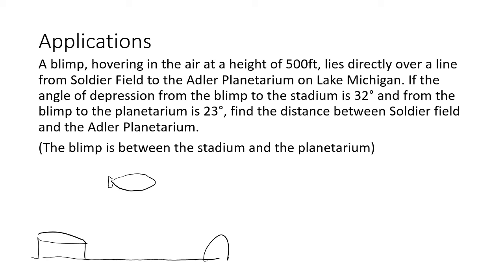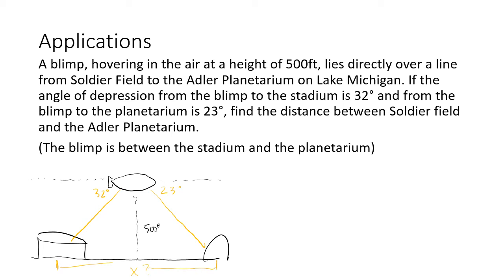And basically what we have here is this height is 500 feet, and the angle of depression from the blimp to the stadium, so this is the blimp's line of sight, and down to the stadium here, this angle of depression right off the horizontal is 32 degrees. It also says that to the planetarium, this angle of depression is 23 degrees. We want to know what is this total distance from here to here. So what is x?